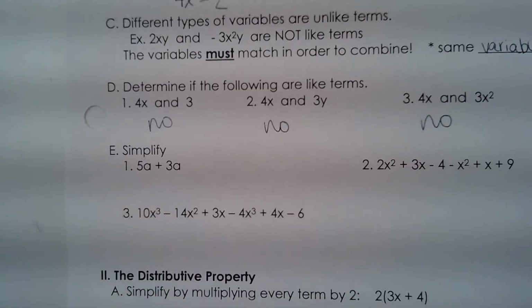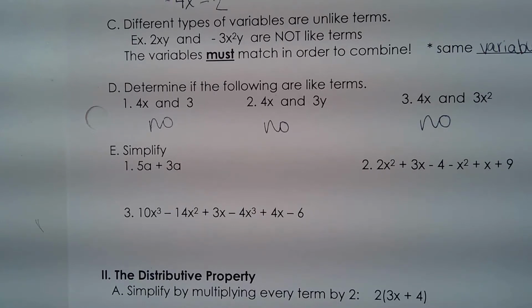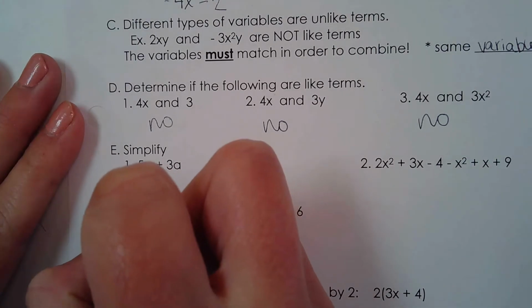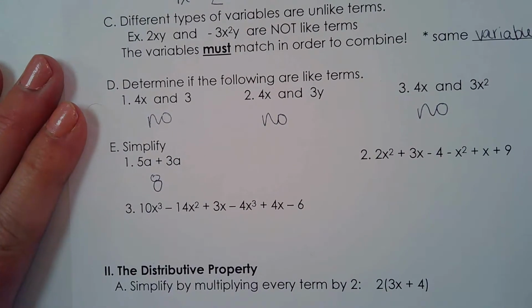So for number 1, we got 5a plus 3a. Can we combine those two? Yeah, and what is 5a plus 3a? 8? Just 8? 8a, good.